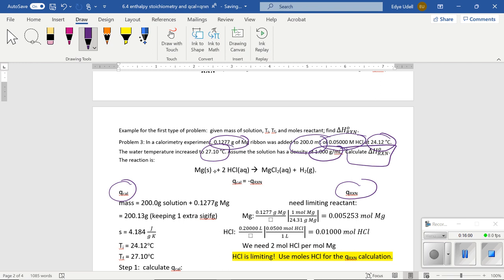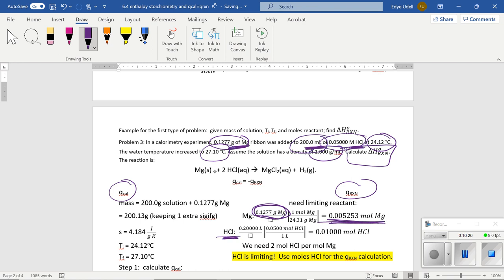For the calorimeter, this stuff is actually going to appear on both sides, but this is part of the reaction because magnesium's in the reaction. I need to find the limiting reactant because I'm given two reactants here. So first, I'm going to find my moles of magnesium. I convert my grams of magnesium, I get my moles of magnesium.